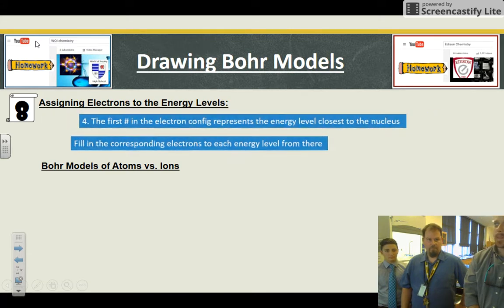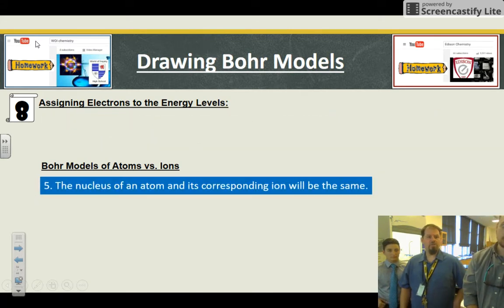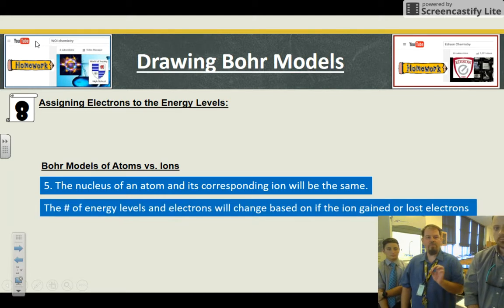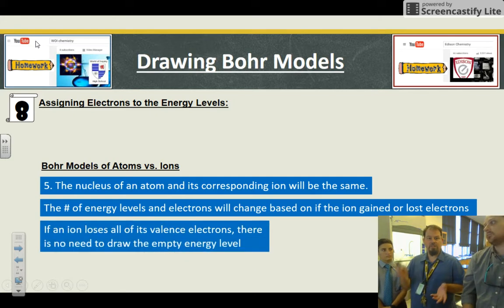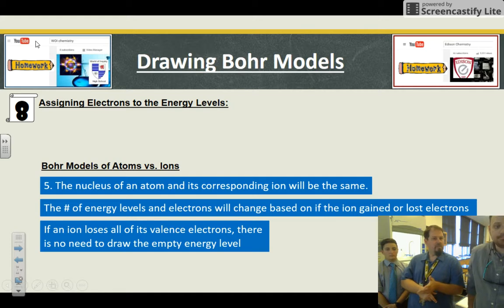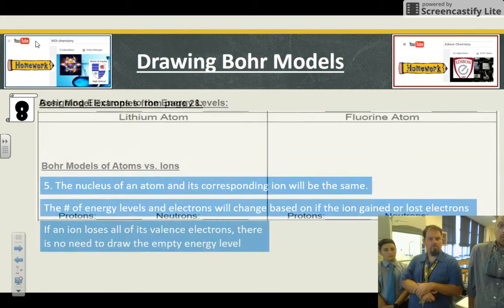And then with ions, we're just going to have the same nucleus, because it's the same. But the number of energy levels could change based on if I gained or lost an electron. So if I lost an electron, I probably don't have to draw that outer ring at all. And if I've gained an electron, I just need to add that last one into that outer shell. That's pretty much it. And then, do we get to practice?